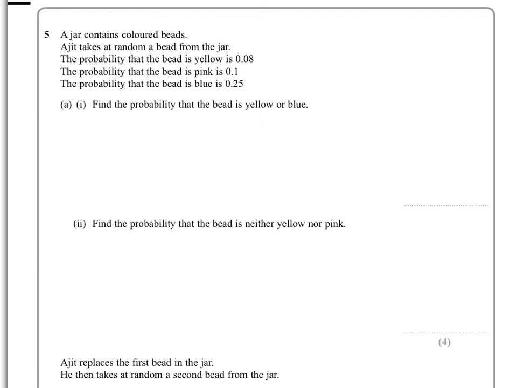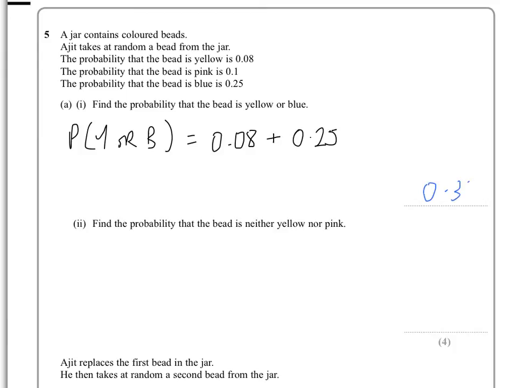So the probability that it's yellow or blue equals the probability of it being yellow, 0.08, plus the probability of it being blue, 0.25, and that gives us a probability of 0.33, so a third.